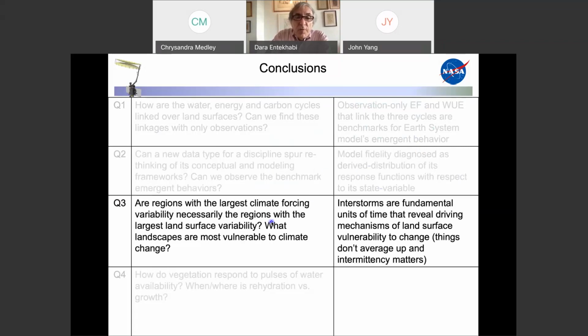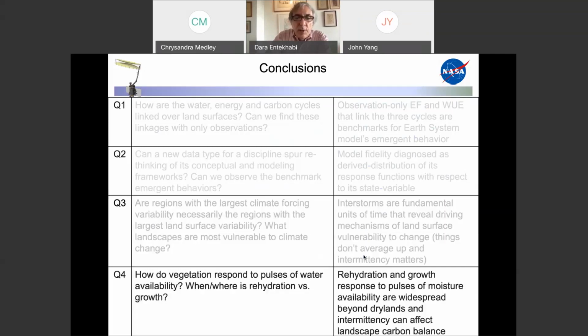Which regions are most vulnerable to climate change? We find that the position of the soil moisture probability density function with respect to that threshold, and the response function, are key, and those behaviors are established at weather scale, and you can't average them up across intermittency. You really need to take care of intermittency.